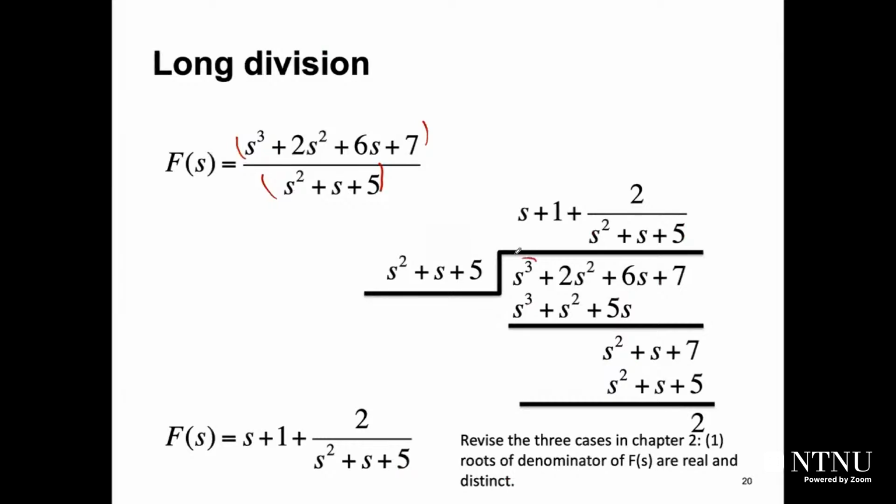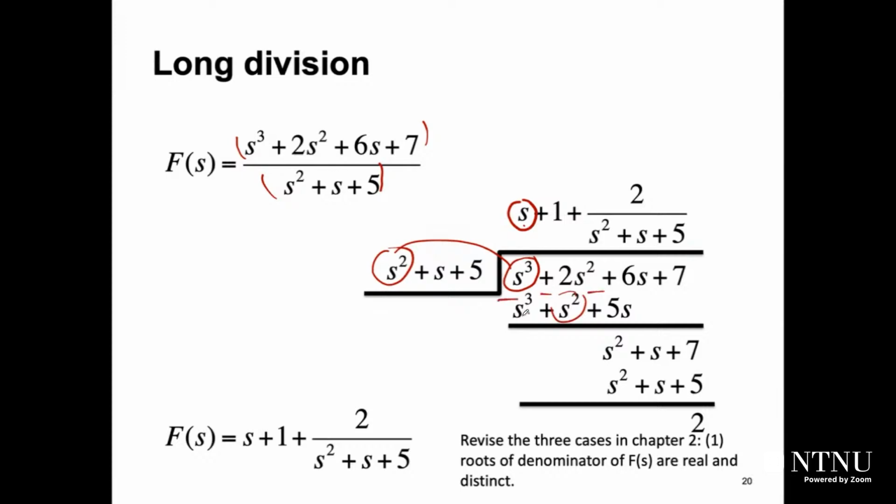So we will divide s cubed by s squared. So s cubed divided by s squared will be s. Multiply s by that part, so s times s squared will be s cubed. S times s will be s squared. S times 5 will be 5s. Subtract.